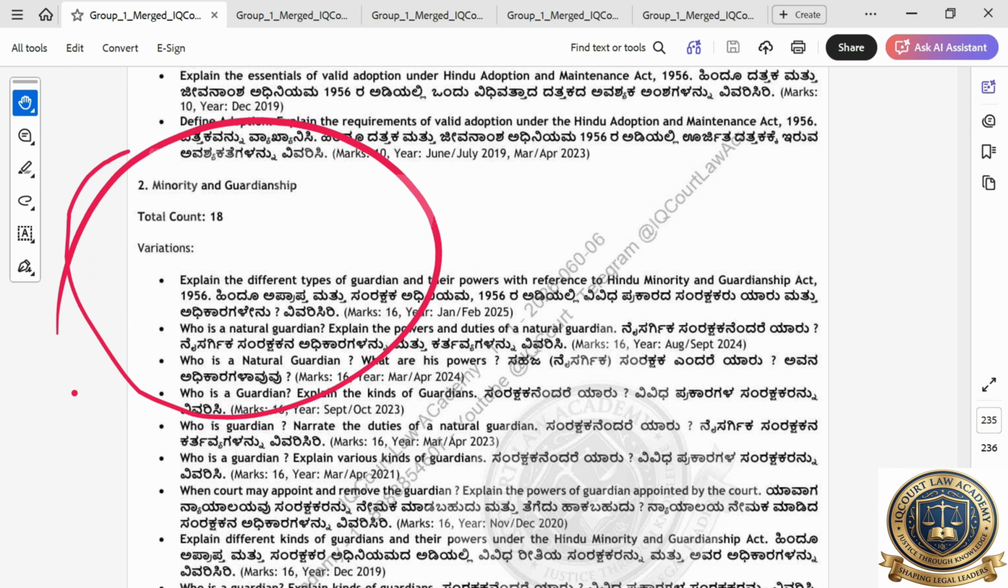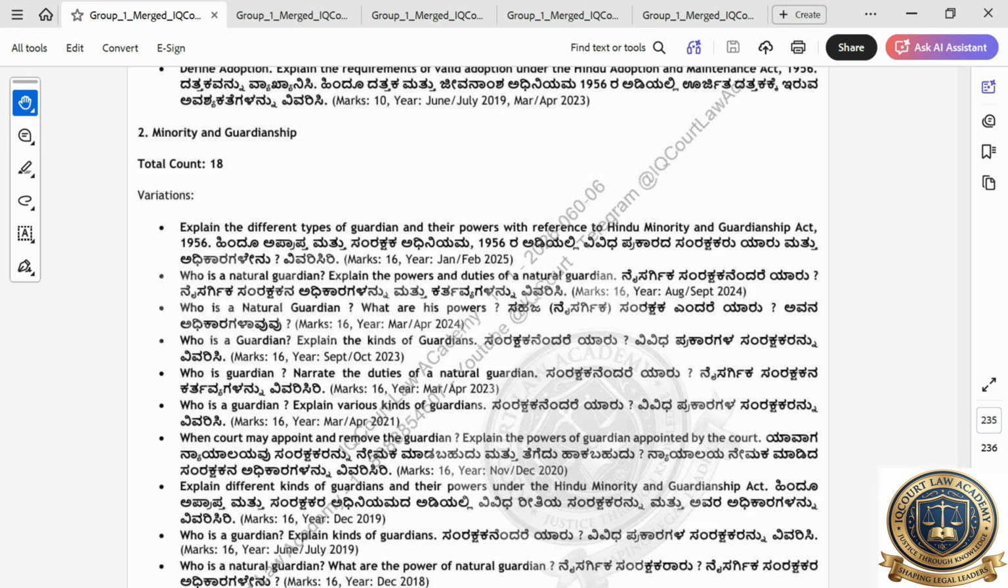Right. Minority and guardianship. This is a very, very important question. This is also 500% probability they will ask this question. Okay, very, very important question.